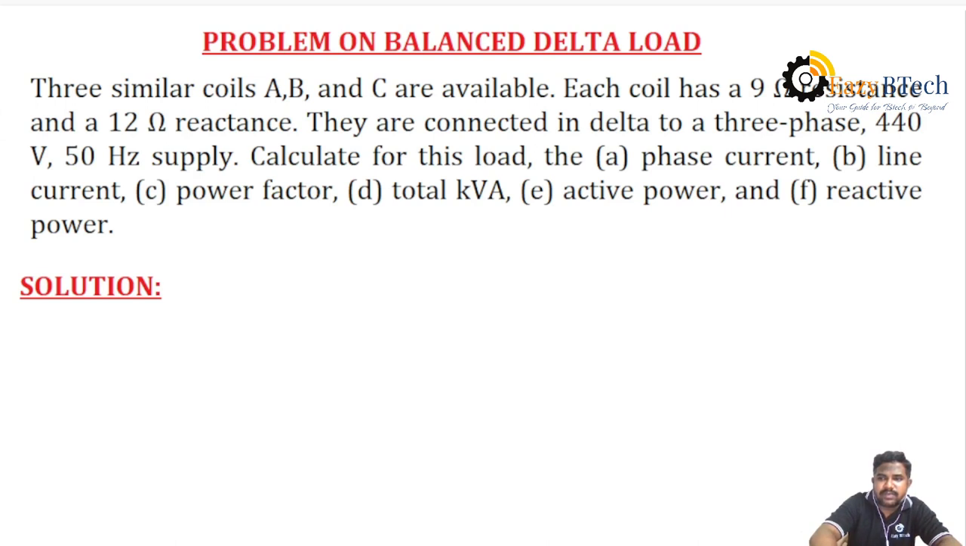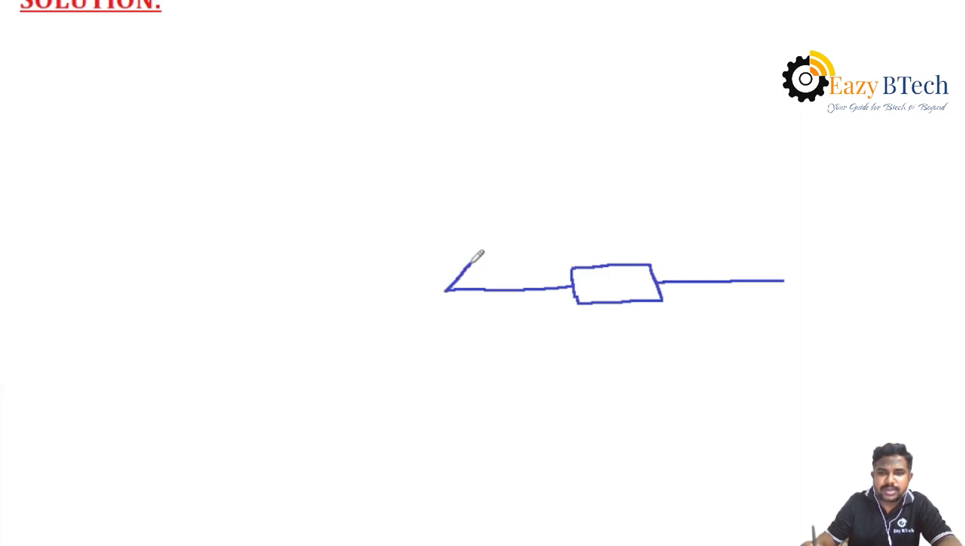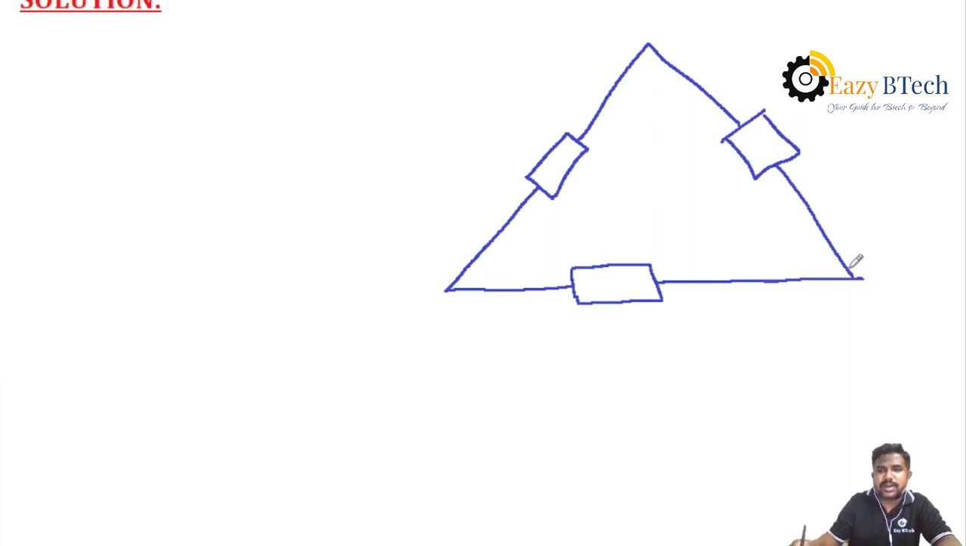Since the given system is a delta connected load, first of all you can draw the delta connected load system. And also, it is a balanced system. Balanced means all impedances in the delta load are equal. This is the shape of the delta.